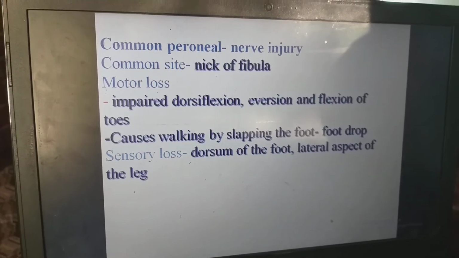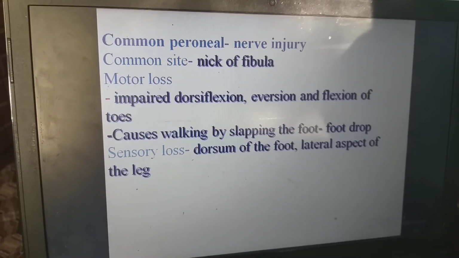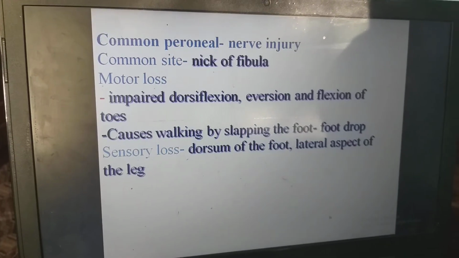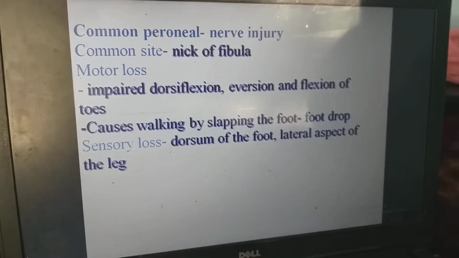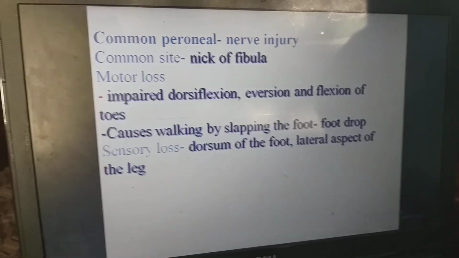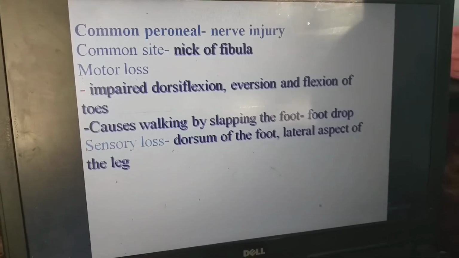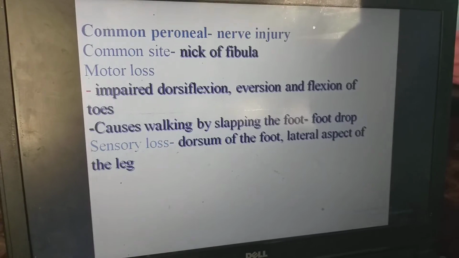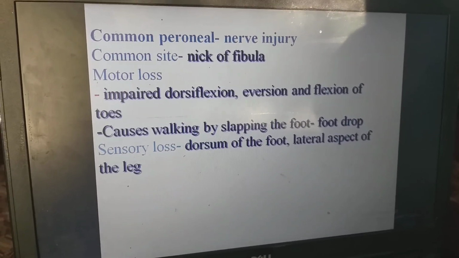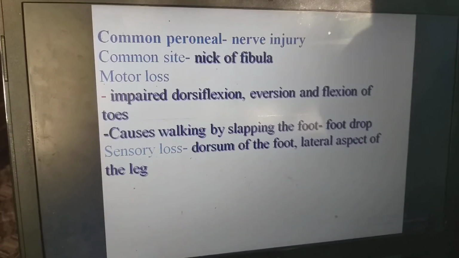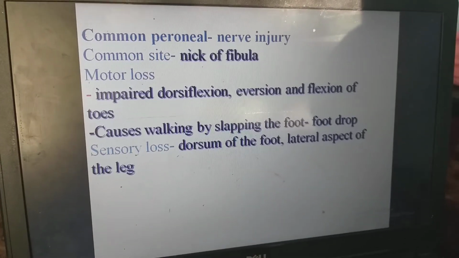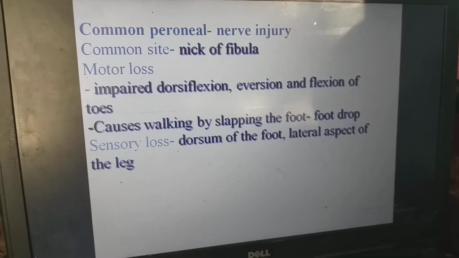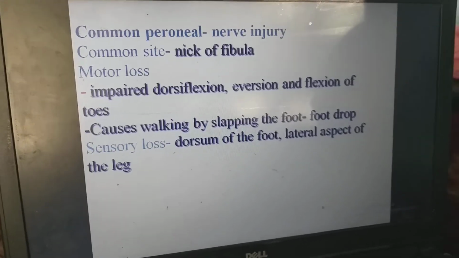When it is impaired, what happens? Dorsiflexion, eversion, and extension of the toes are impaired. This will be slipping of the foot. You cannot lift your foot upward from the ground. That is what we call foot drop. Do you know wrist drop? Wrist drop is due to the radial nerve in the upper limb, but foot drop is due to the peroneal nerve. Sensory loss: dorsum of the foot and lateral aspect of the leg, you will sense nothing when this injury occurs.